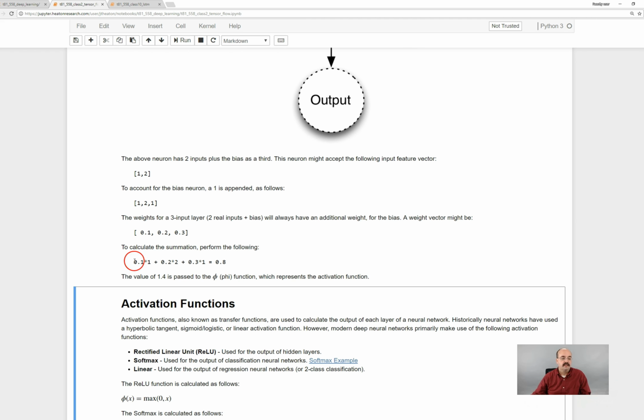That should be 1. So to calculate that actual summation, the first input is 1 times its weight, which is 0.1, plus 2 times 0.2, plus the bias, which is 0.3, times that 1 coefficient that you put in, which effectively causes the bias to simply be added to it. This is very much like the y-intercept. And then the whole thing is passed to the activation function.